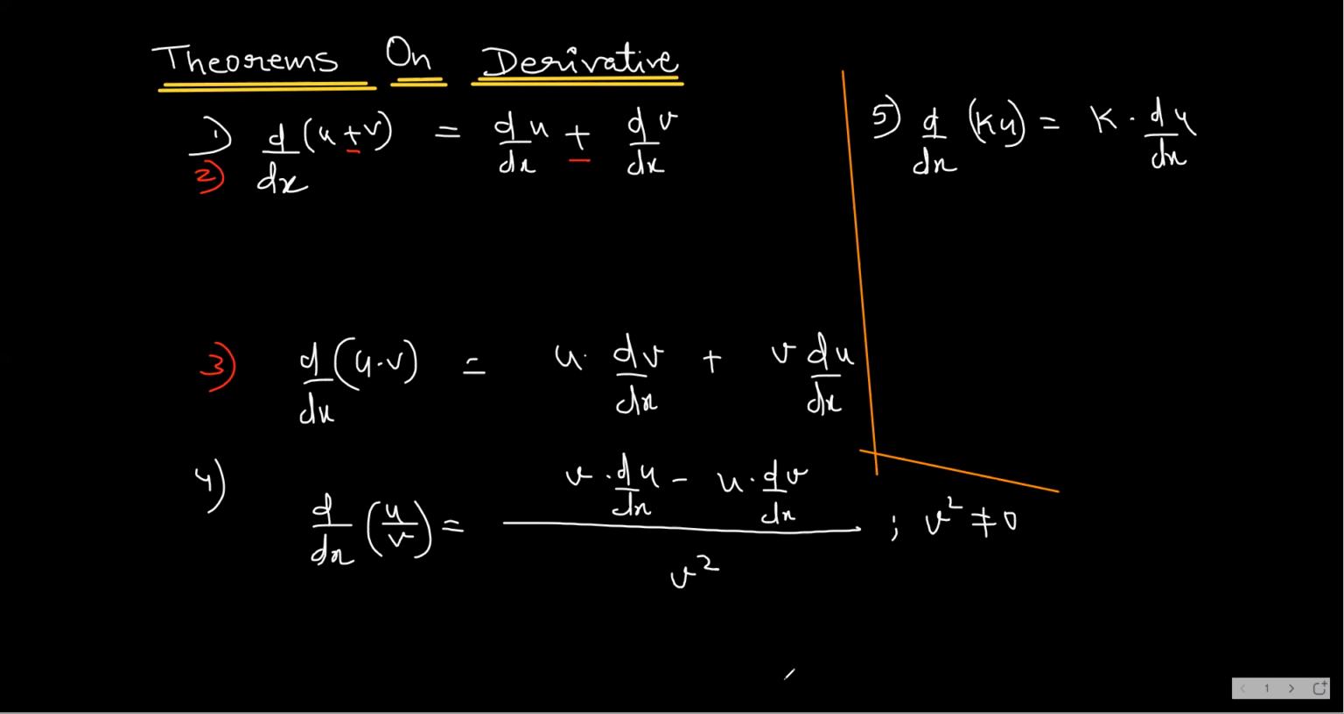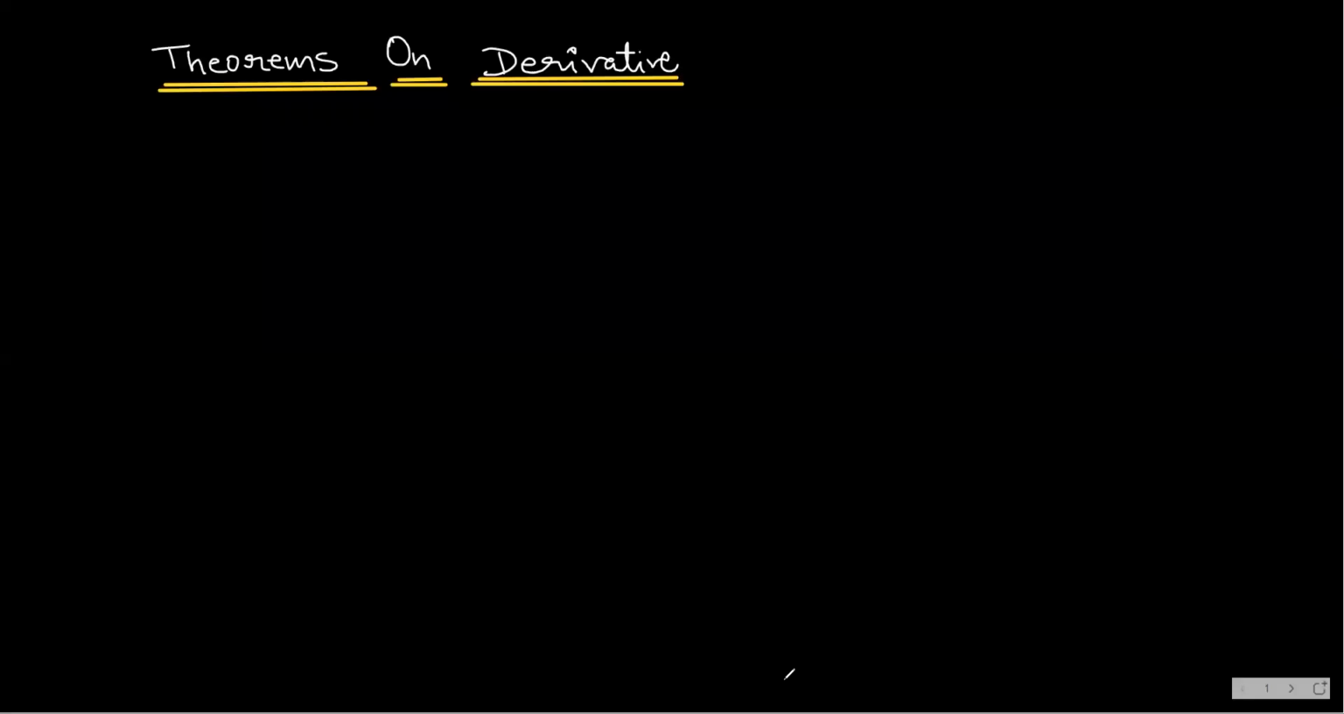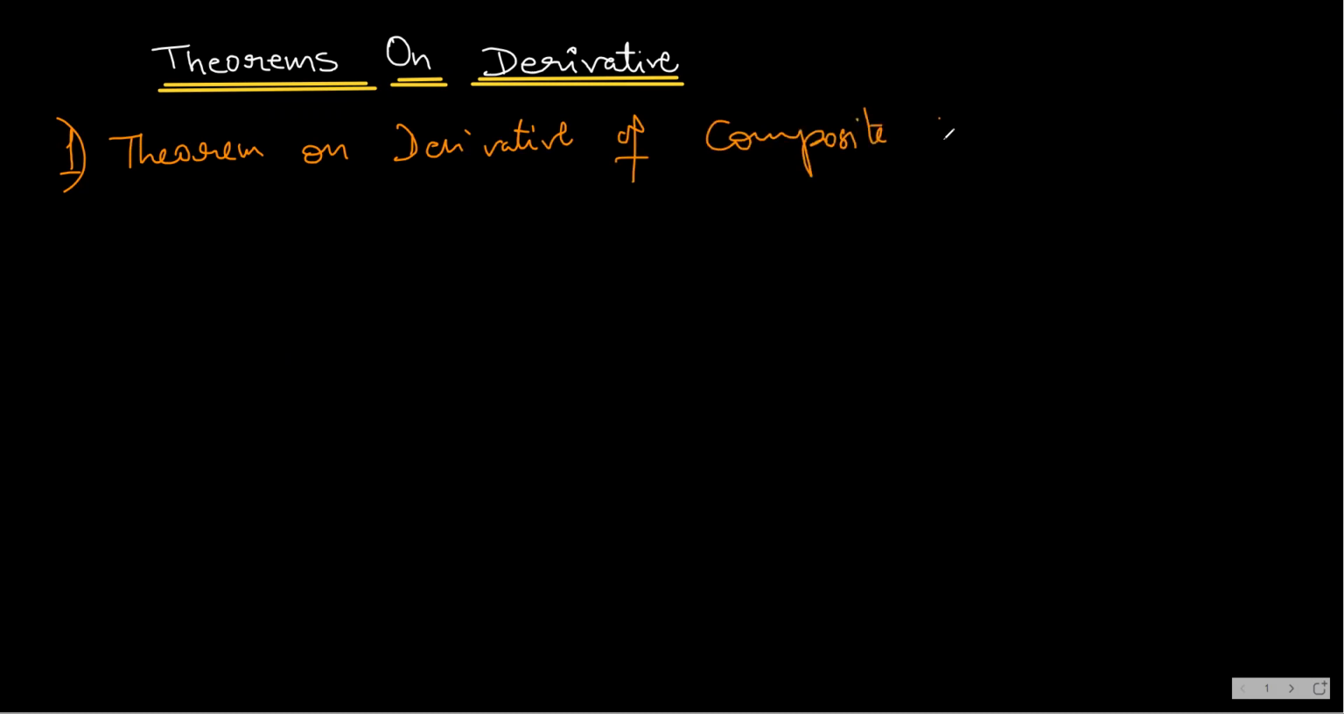So what are we going to do in this lecture? We are going to prove some more theorems, which are the theorem of composite functions, which is the chain rule, the theorem of parametric functions, the theorem of inverse functions, etc. The first theorem that I'm going to take here is the theorem on the derivative of composite functions, or you can say the theorem on the chain rule.